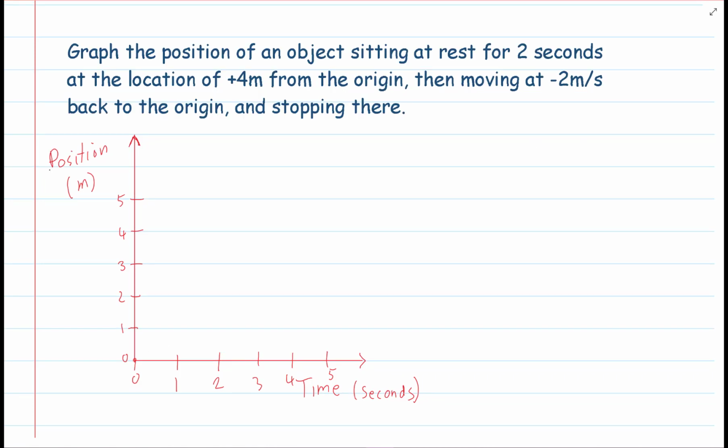Okay, now we have our third example to do. Graph the position of an object sitting at rest for 2 seconds at the location of positive 4 meters from the origin, then moving at negative 2 meters per second back to the origin and stopping there. I'll give you a few seconds to copy that down, and then I will do it with you and try to solve this together.